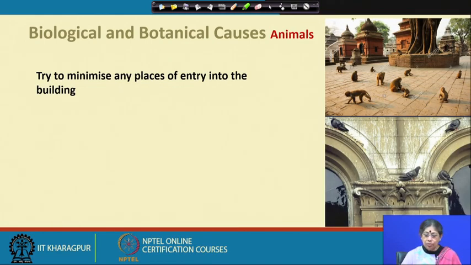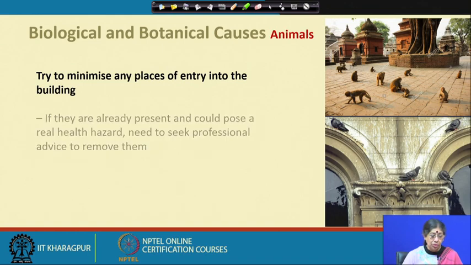So, whether it is animals or pigeons, you can see how much deterioration to the building fabric it is causing. So, we have to try to minimize any places for the entry into the building. Sometimes netting and other measures are also used. ASI has put netting in many places, so that the birds and animals cannot enter, although it also sometimes may interfere with the aesthetic attribute of the historic structure. So, as I said, there is a balance which has to be taken care of, so that this does not go out of control.